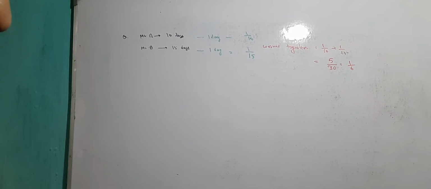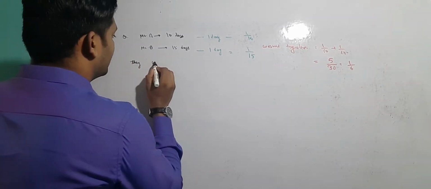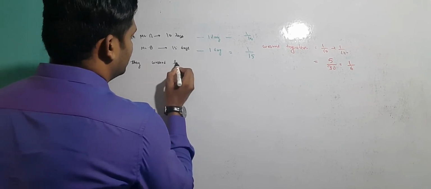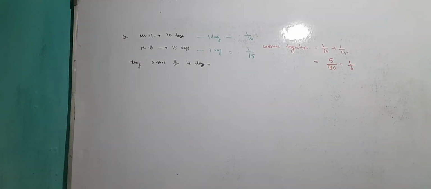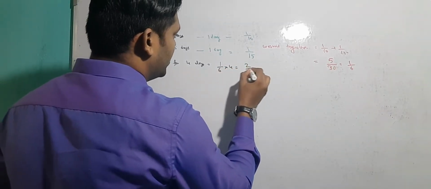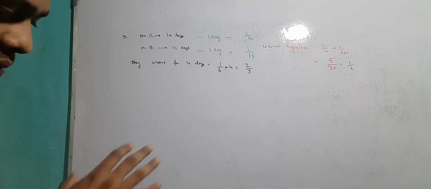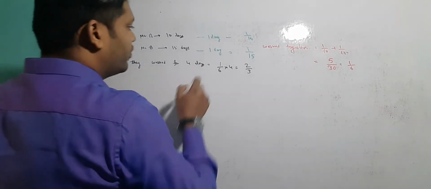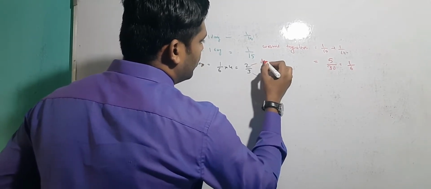Now they are saying how many days they work together. So they work for 4 days. You first write this: they worked for 4 days. In 1 day how much work can they do? Sir, 1 by 6. So how many days have they worked? Sir, 4 days. So it will be 1 by 6 multiplied by 4. How much will it be? 2 by 3. So 2 by 3 of the work will be done if they are working together. They work together 4 days. It means that this is the total work and this is the work done.